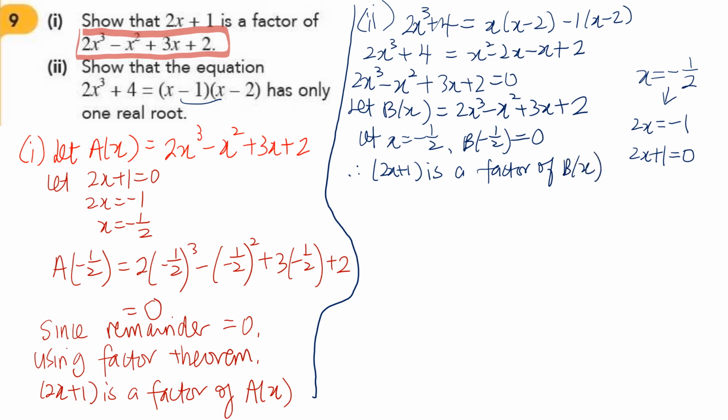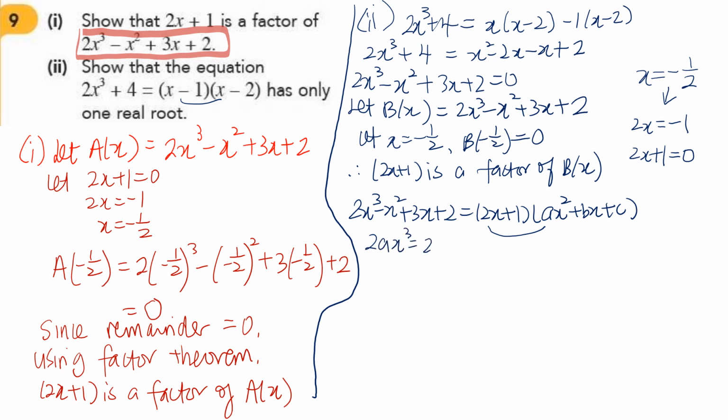So the next step is just as per normal: b of x equals our linear factor, which is 2x plus 1, multiplied with our quadratic polynomial. Then go on to find your a, b, and c. So the first term, your a term: 2a x cubed equals 2x cubed. Divide by 2x cubed on both sides. a is 1. Go on to find your b, which is just 1 times c. c equals 2. Then put everything back again into your identities.